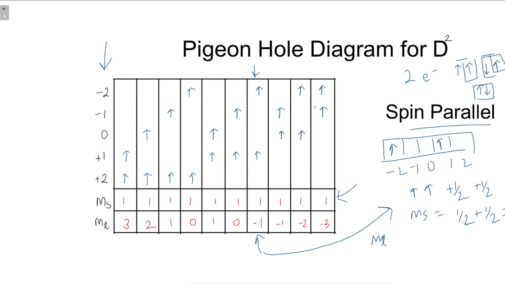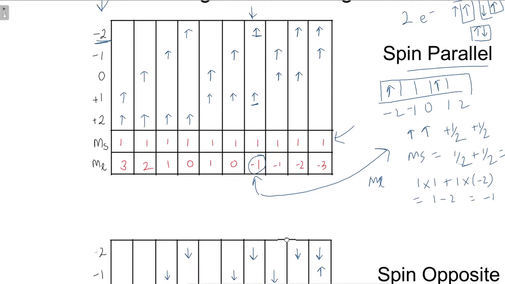Otherwise, you have to go to the p2 diagram again and watch that. So we have this electron corresponding to plus 1, so we have 1 into 1, plus one electron here, so 1 multiplied by minus 2. So we have 1 minus 2 equals minus 1. This is how we calculate the values of ml and ms. So this is done.